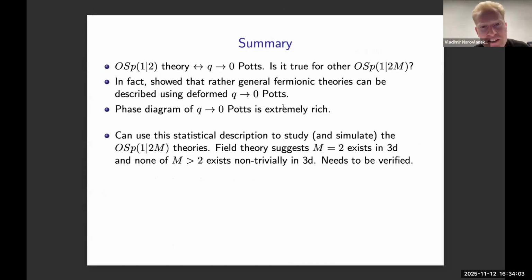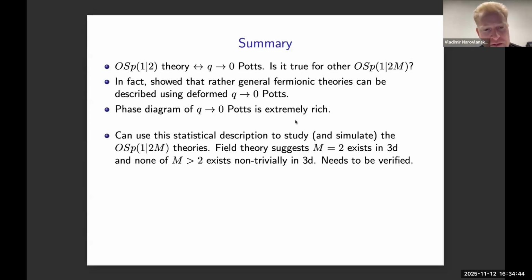Okay, so now let me summarize. What were the points? We started with this classic example of the OSP12 sigma model that is known to be equivalent to the Q goes to 0 limit of Potts. We wondered if it's true for OSP12M sigma models. In fact, we showed that there is a much more general duality between fermionic theories, which I proved, and Q goes to 0 Potts. That shows us that the Potts model, when you take Q to 0, has a very, very rich phase diagram. It can describe so many different theories, including all these fermionic theories with all the allowed interactions that I wrote.